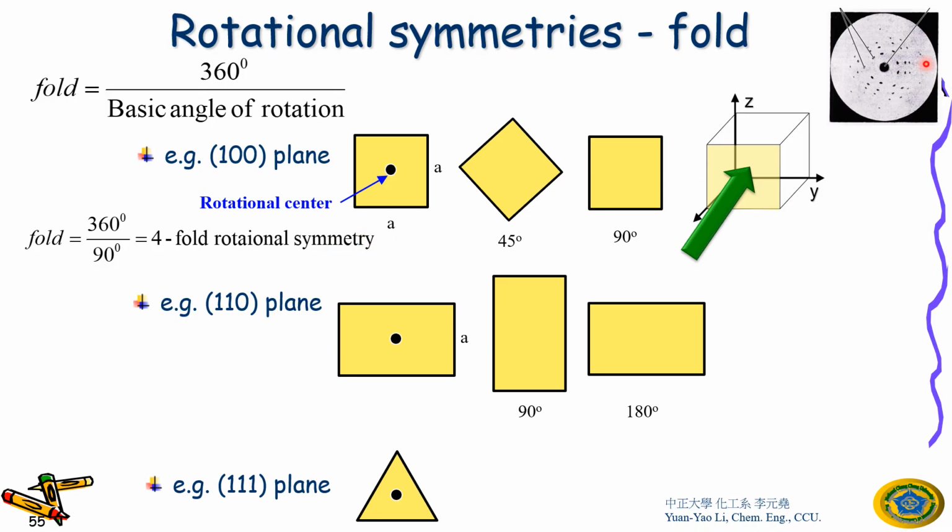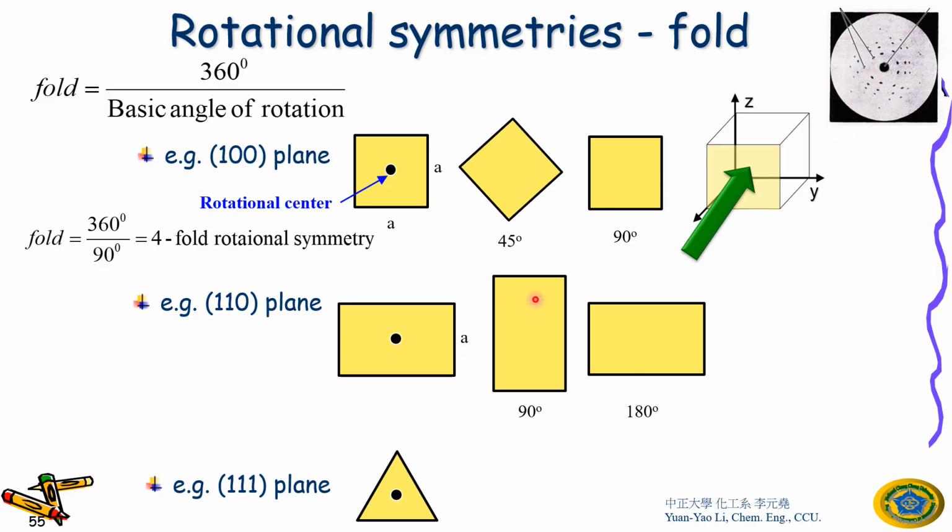Okay, 90 degrees. How about 110? 110 is this one, this plane. So it looks like this, right? You have different lengths of the x-axis and y-axis, because 110 is this one. So if the electron beam shoots from this direction, you get another pattern.